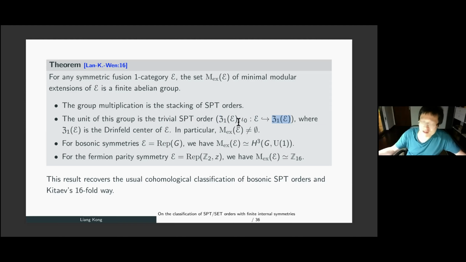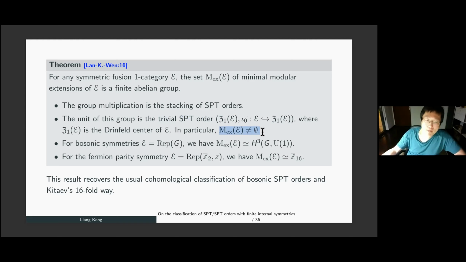So that's very interesting. Given the symmetry fusion 1-category, compute the Drinfeld center. It always corresponds to a modular tensor category, and always gives you a minimal modular extension. So this obvious, canonical one turned out to be the trivial SPT order. We're going to use this a lot. In particular, it means that this set of modular extensions is never empty. So given E, there are always SPTs associated to it.